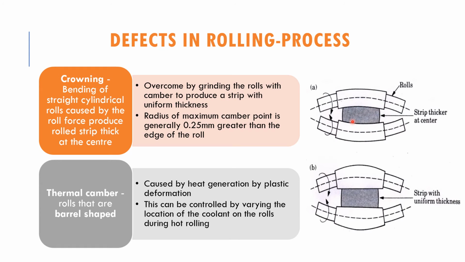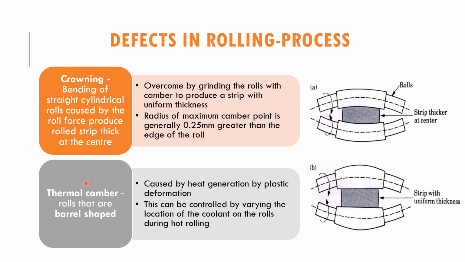In order to overcome this condition, we can grind the roll with a camber to produce a strip with uniform thickness. We can grind the rolls here so that it becomes more uniform for the strip. The radius at the camber point is generally around 0.25 greater than at the edge of the roll, so that the strip becomes flatter.